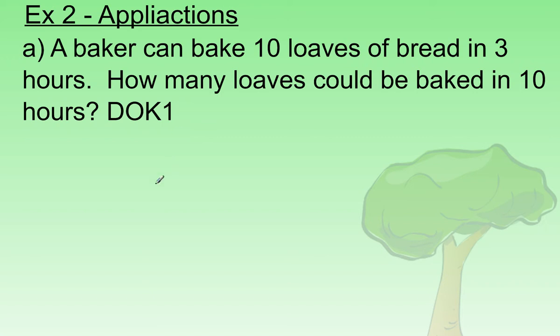So if you use labels, for example, the baker can make 10 loaves of bread in 3 hours. That's my label. Bread, hours. When you continue your proportion, the labels have to be the same going across. I should say they don't have to be, but I highly recommend they're the same as you go across. So bread, bread, hours, hours.